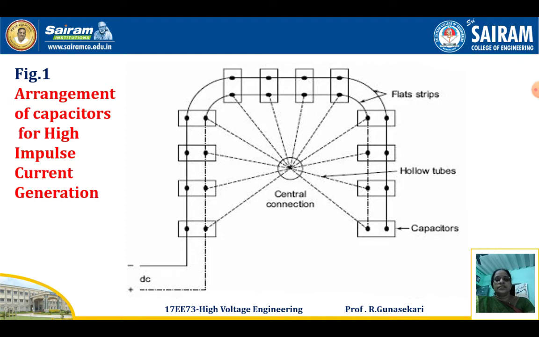So the capacitors, you see vertically 2 rows are there. Left hand side 4 and right hand side 4, and then horizontally 4, and that is the flat strip, the inverted U shape. That line represents the flat strips, and the center circle is the ground connection. In the figure the dotted line is nothing but the hollow tubes only. So this is the arrangement of capacitors for generation of high impulse currents only.